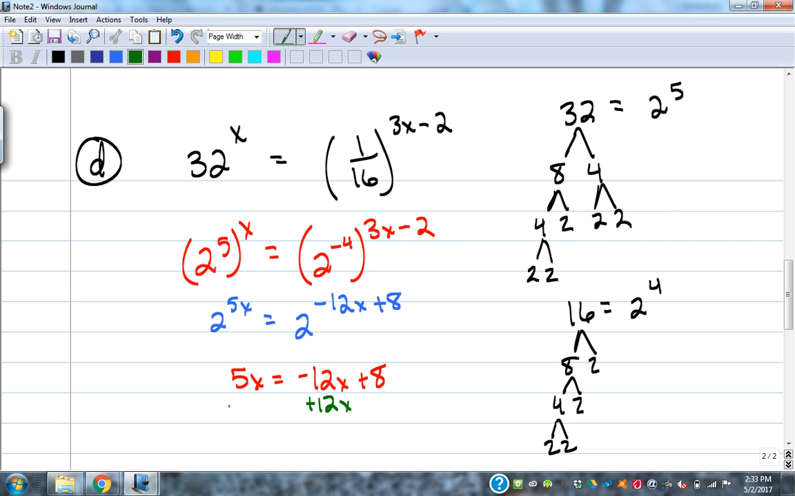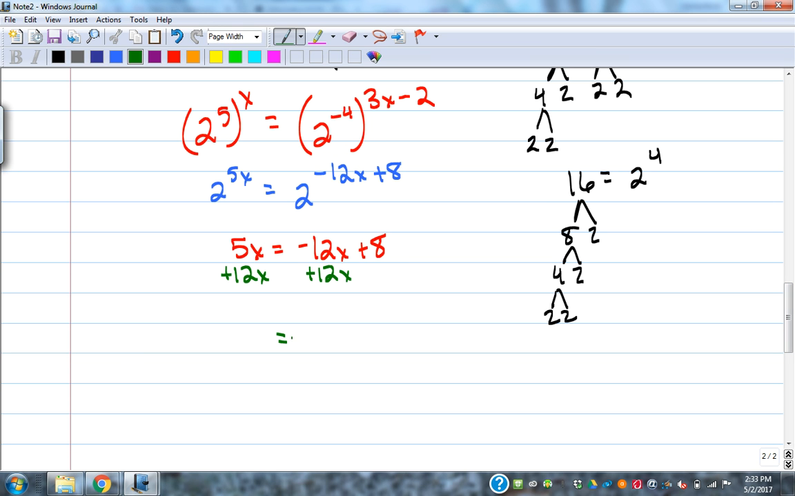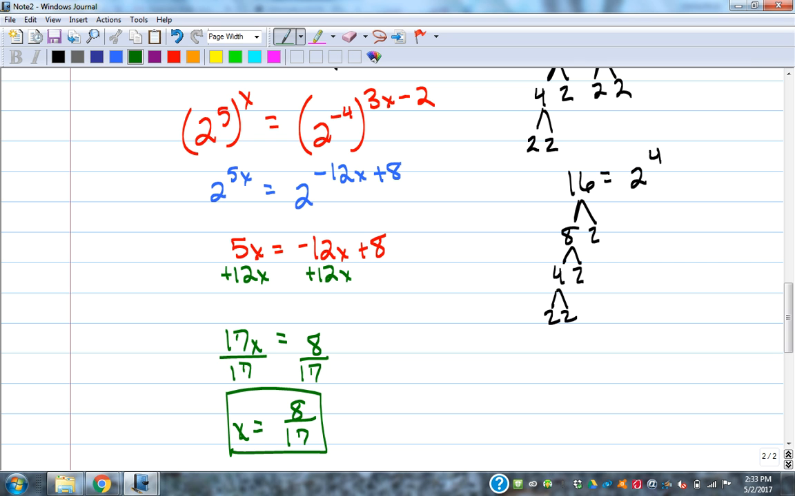Add 12x. That'd be 17x divided by 17. And it's okay we get a fraction answer. That's not unheard of. It's a number. That's what we're going for. If we plug that number back into the original problem and check both sides, we get they're equal to each other. So it does check in the original problem.